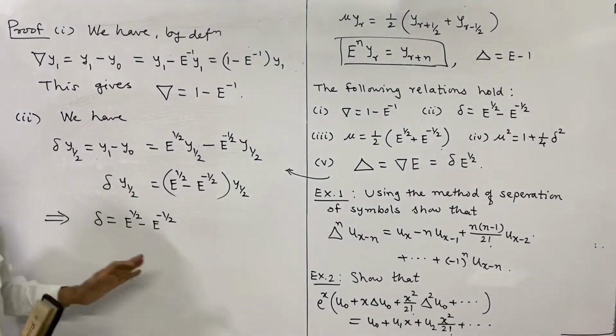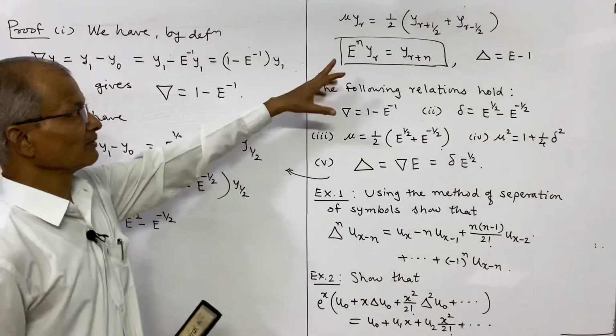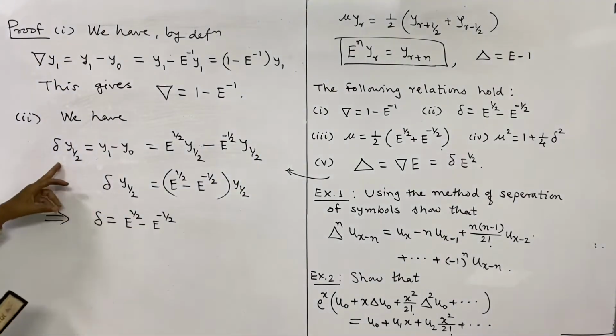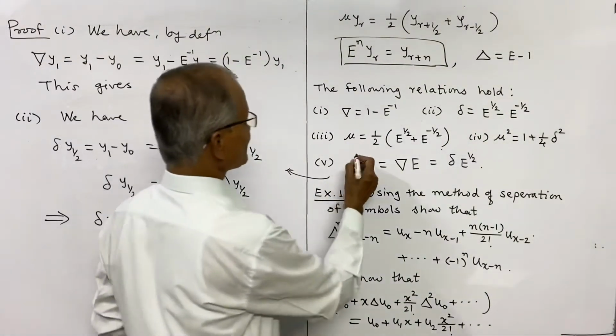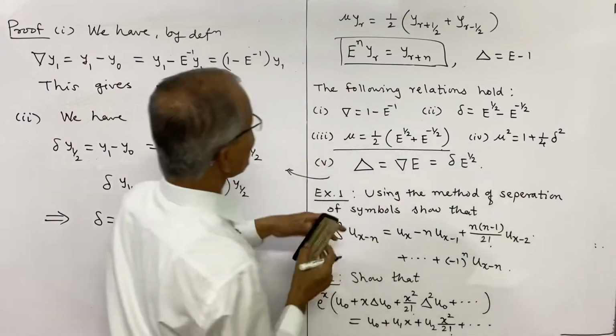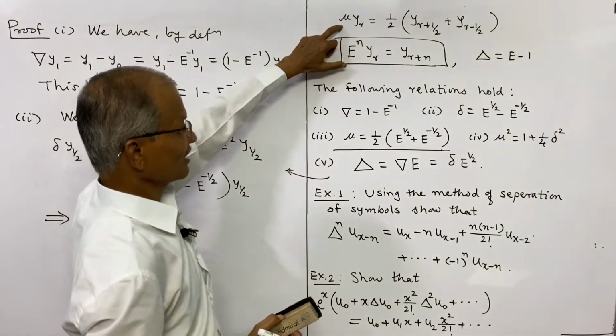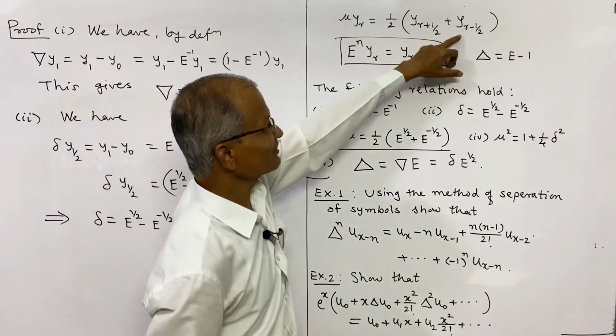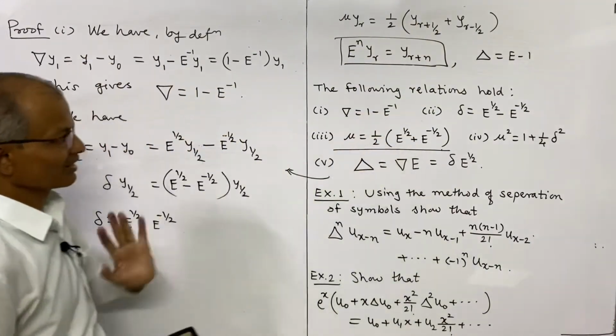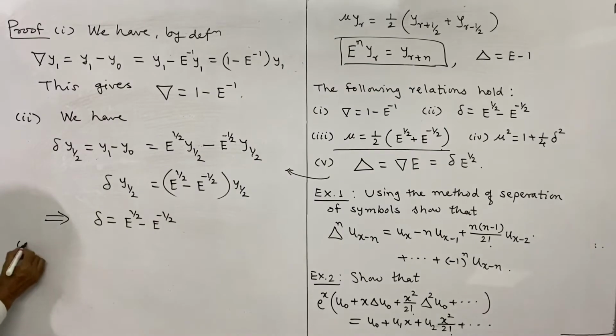So that is the use of the shift operator E, that is very useful, and thus we have written delta in terms of E. Now this is easy, you should try. Use this definition and write this in terms of E, this in terms of E, and easily you will get the third result. So third, try yourself.